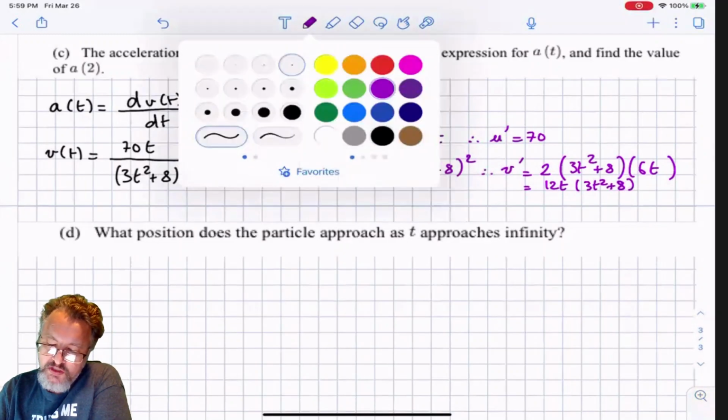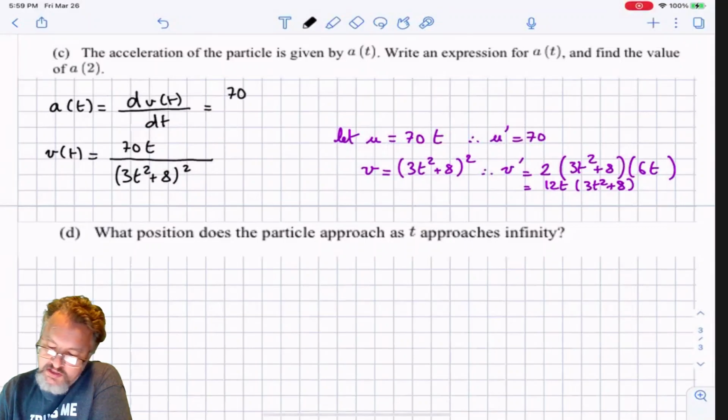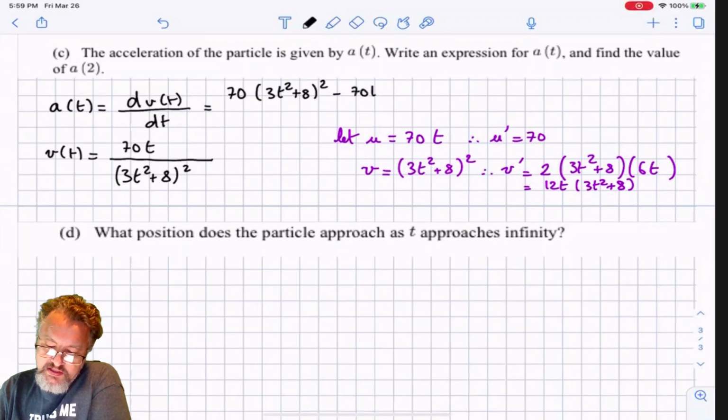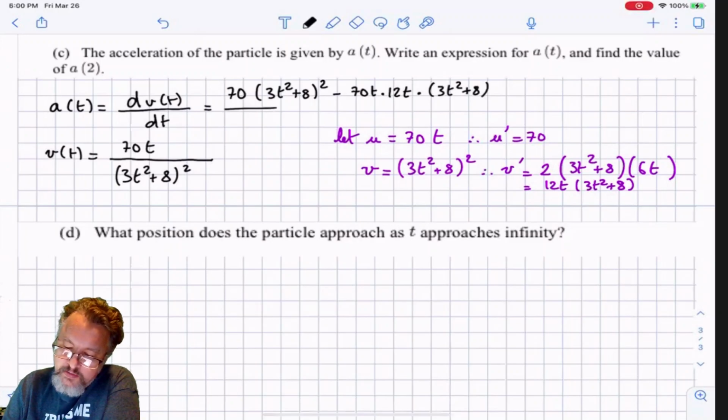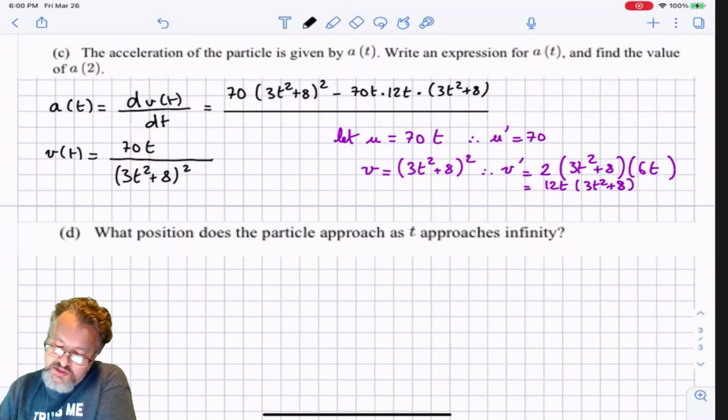All right. So u prime v, 70 times 3t squared plus 8 squared, minus u v prime. So 70t times 12t times 3t squared plus 8, over v squared, which is 3t squared plus 8 to the 4th power.